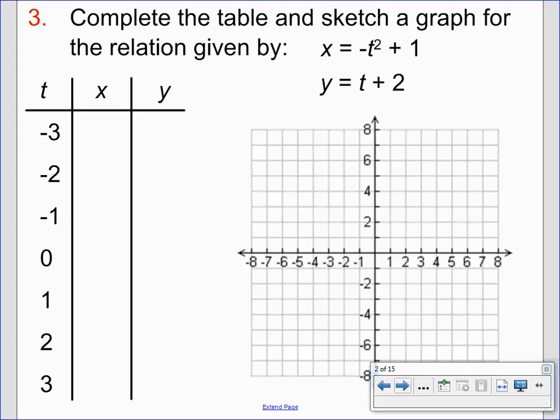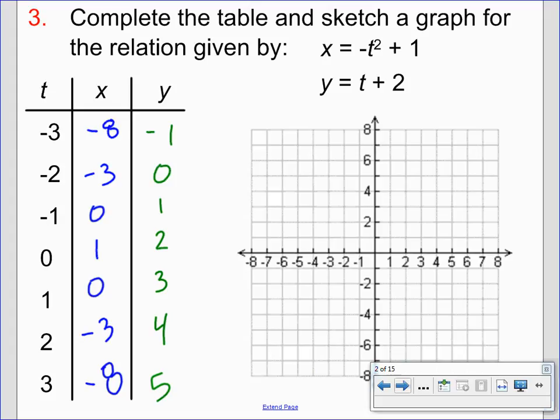So what did you get from your x's? Let's just go top to bottom in the interest of time. Danny? Negative 8, negative 3, 0, 1, 0, negative 3, negative 8. Thank you, Danny. Raise your hand if you have the same x column. Great, thanks. Hands down. My y column, top to bottom, please. Sophia? Negative 1, 0, 1, 2, 3, 4. Awesome, thank you. And raise your hand if you have the same green y column. We're good to go. Thank you.